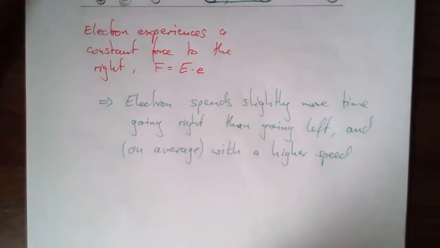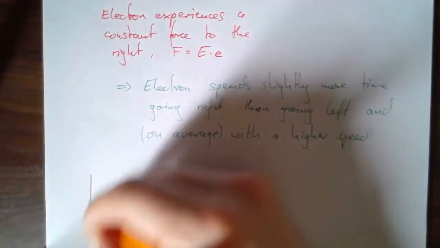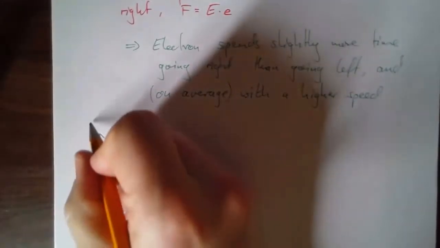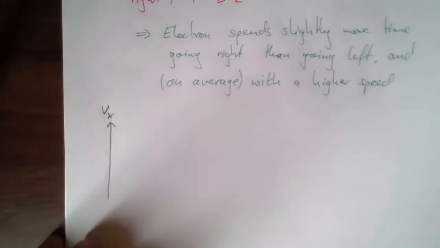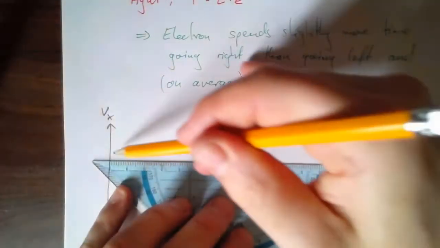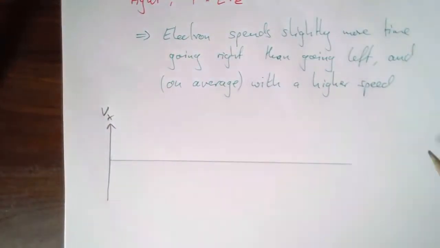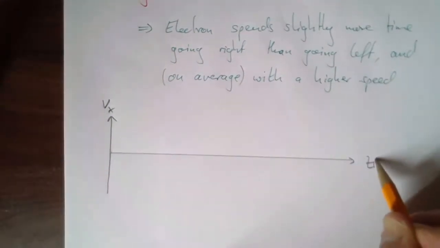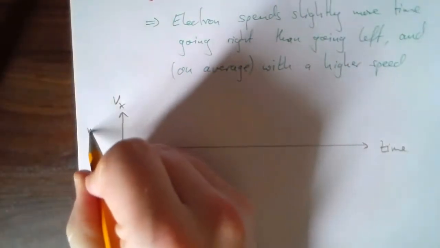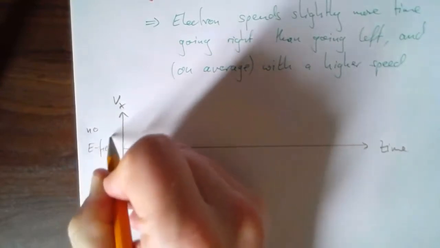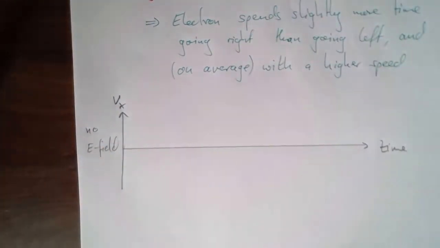Let me draw this on a graph. Actually, I'm going to draw two graphs. I'm going to put the, let's call it the x velocity, and by x I just mean this direction here, to the right, the x velocity against time. And first, I'm going to plot it without an electric field. So there's no E field in the wire. That was the first scenario that we had. So that might look something like this.